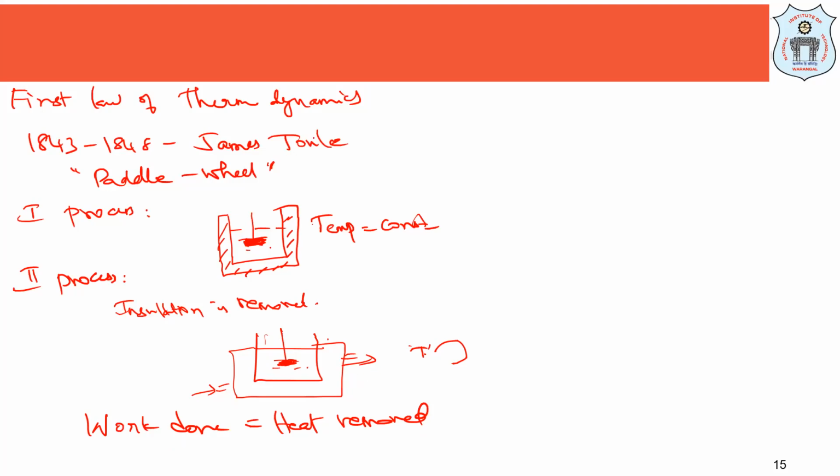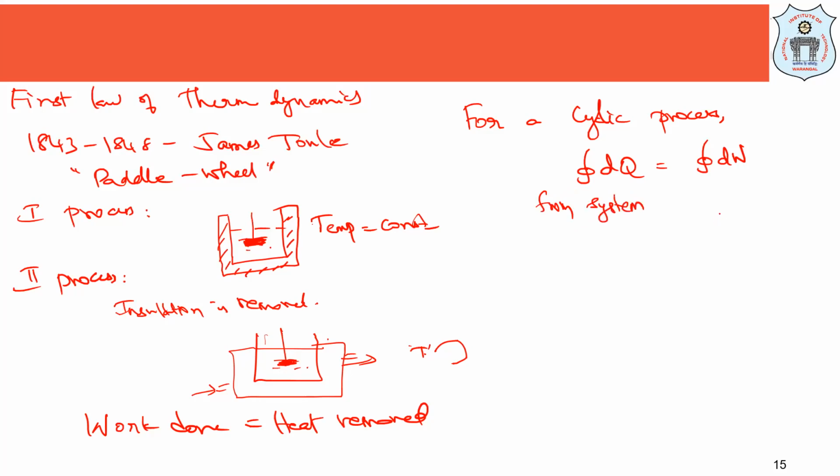Okay, so we can write for a cyclic process, integral dq is equal to integral dw. So integral over the entire cycle dq is equal to dw. So what is integral dq? This is the heat lost from the system or energy removed from the system, and integral dw is the work done on the system.